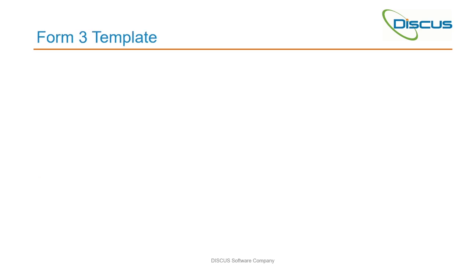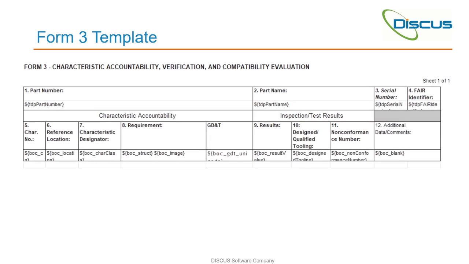Let's take a look at the 9102 Rev-C template once again. As you can see, everything on Form 3 fits onto a single sheet. But when I export with this, what will happen?